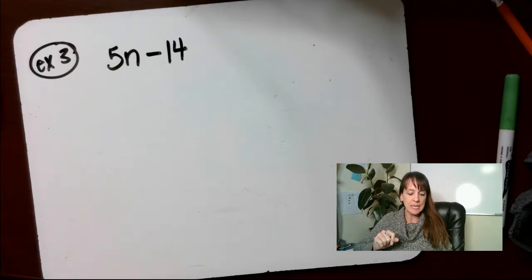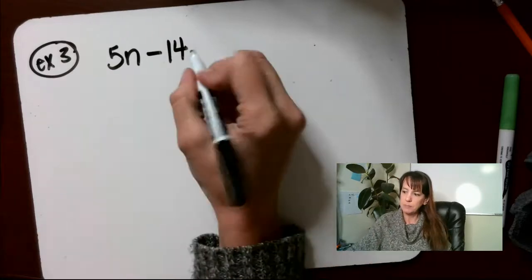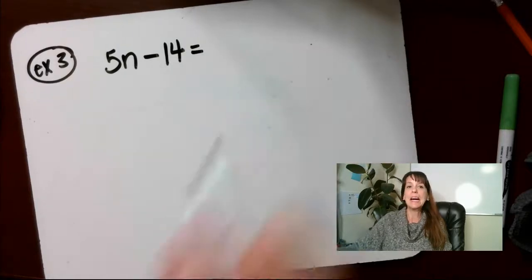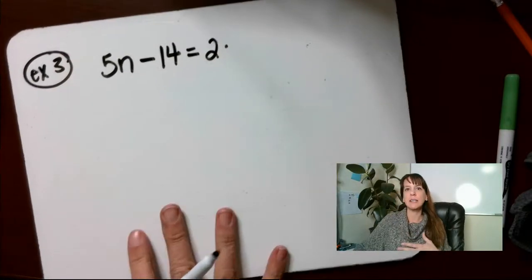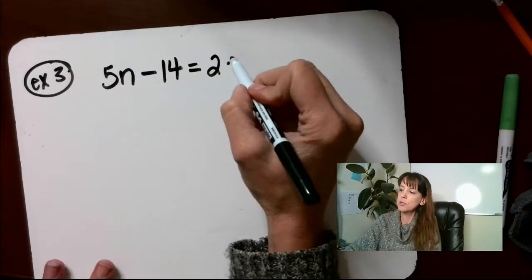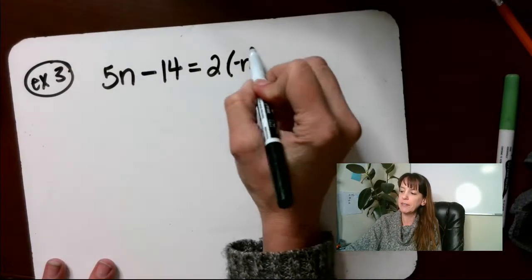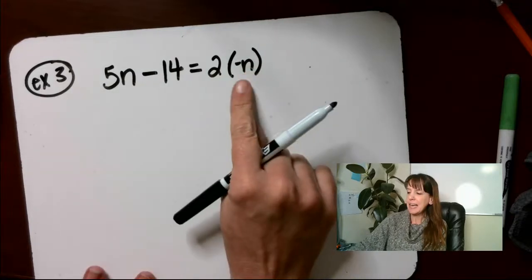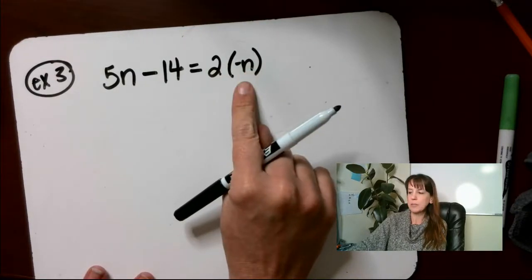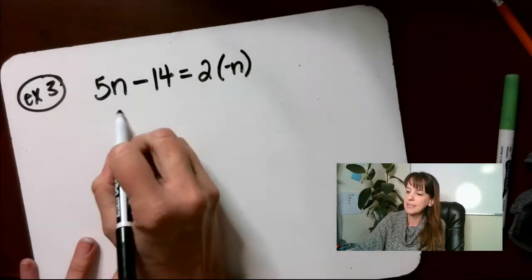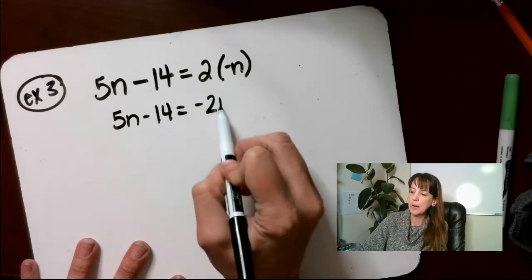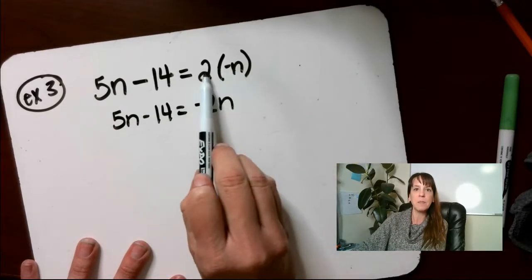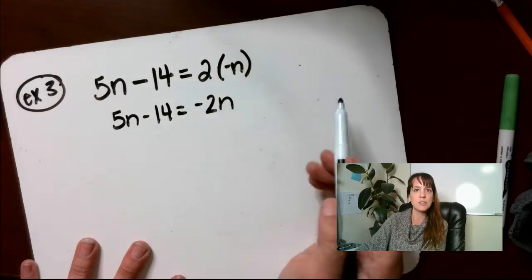The result means equals twice the opposite of the number. 2 times the opposite of the number, which in this context means negative, right? So 2 times negative n. We can rewrite this to make it a little nicer: 5n minus 14 equals negative 2n, because a negative times a positive is a negative, and 2 times n is 2n.